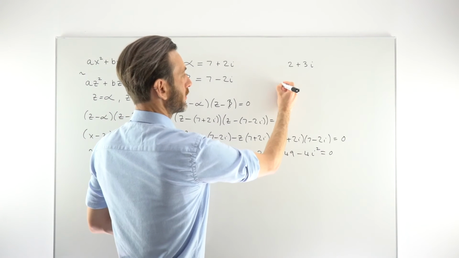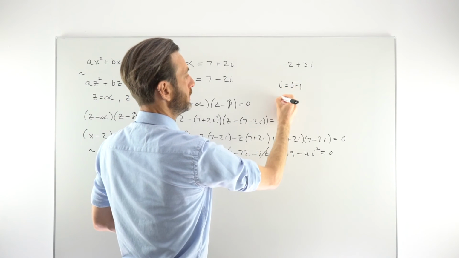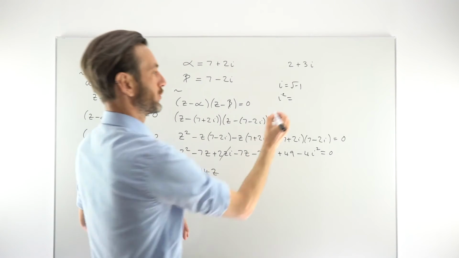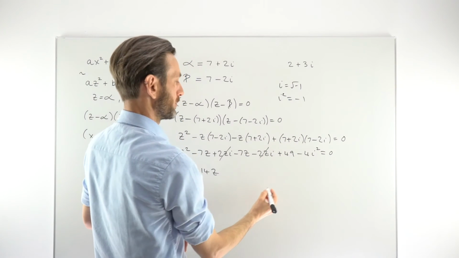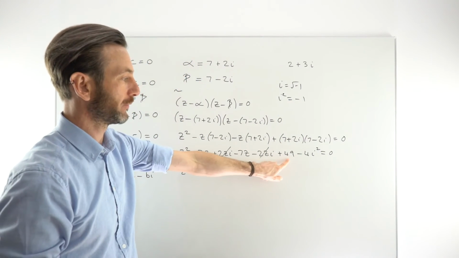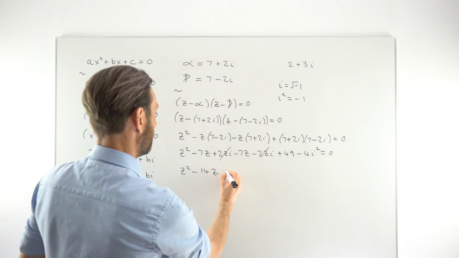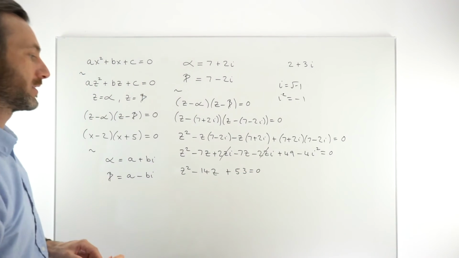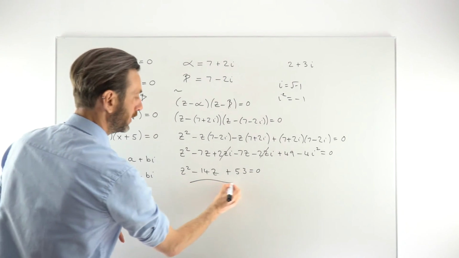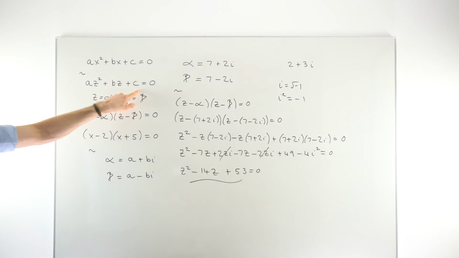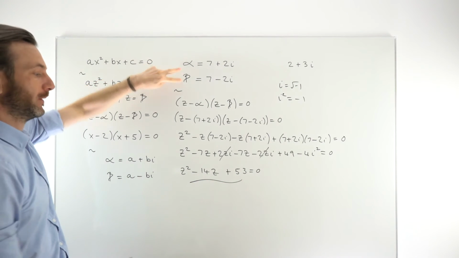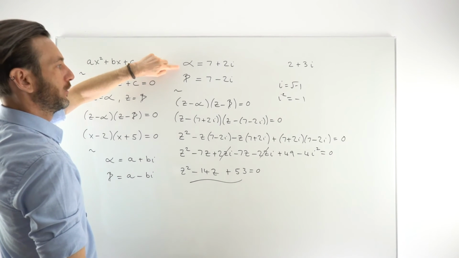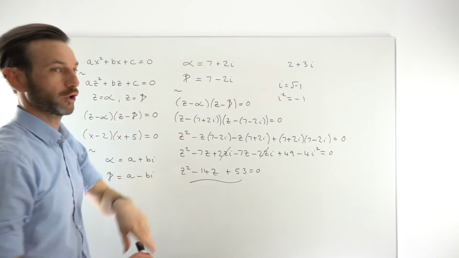Now i squared, so remember that i is the square root of minus 1. So i squared is the square root of minus 1 squared, which is just minus 1. So minus 4 times minus 1 is plus 4. So we're going to get 49 plus 4, which is 53. So plus 53 equals 0. And that's us gotten back to the original equation, in this form here, that would give you these two solutions. So for this equation, the two solutions are alpha and beta, this complex conjugate pair.